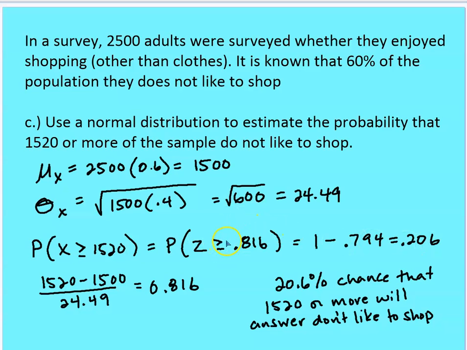So remember, in this calculation, when we get values for the standard normal curve, it's going to be the area less than a given z-score. And because we want what's greater than, we have to use the complement of the event. The complement of what's less than is 1 minus what's less than. All right, and we end up with 20.6%.